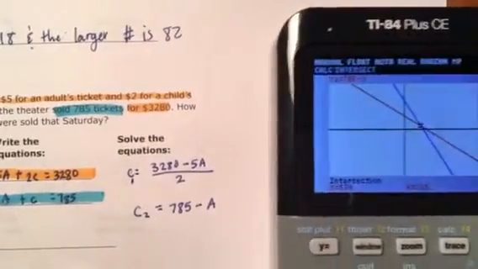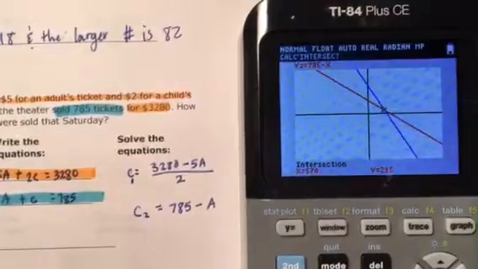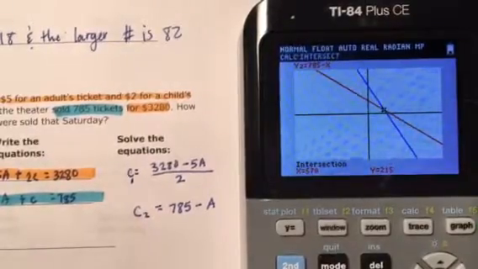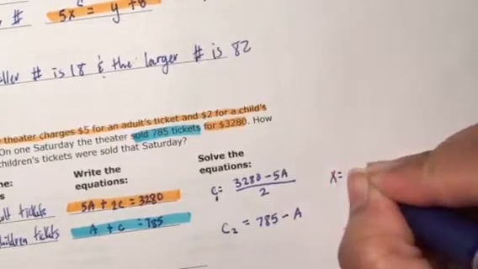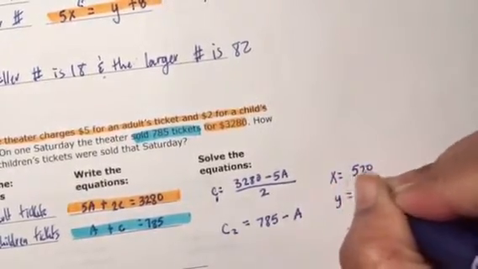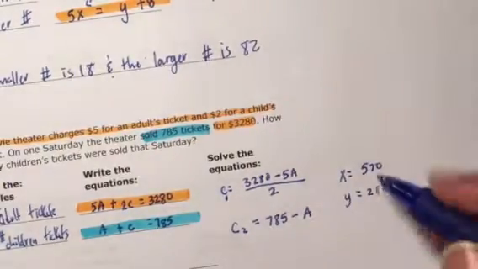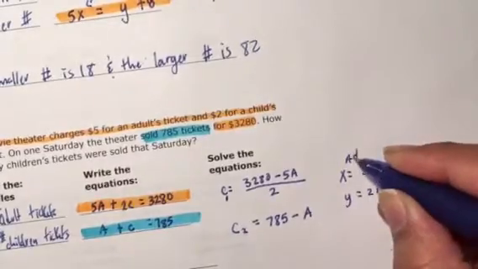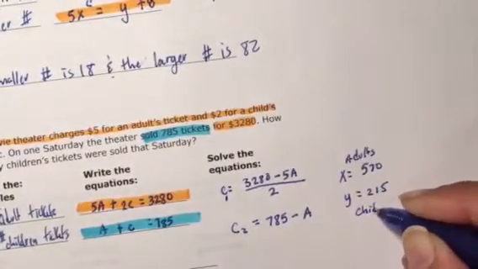So my answers are 570 and 215. So X was 570, Y was 215. Okay, so in this case, this is the adult tickets, and these are the children's tickets.